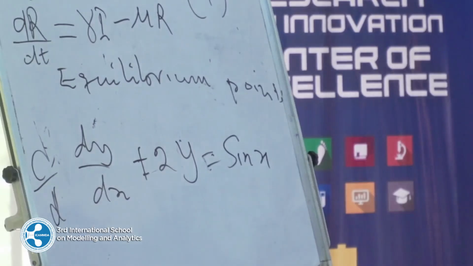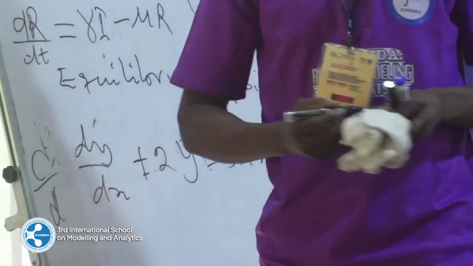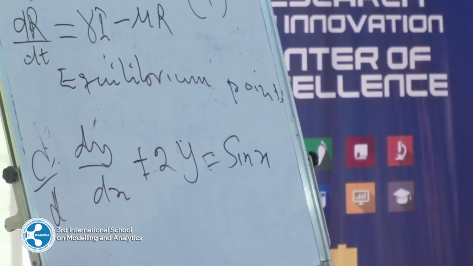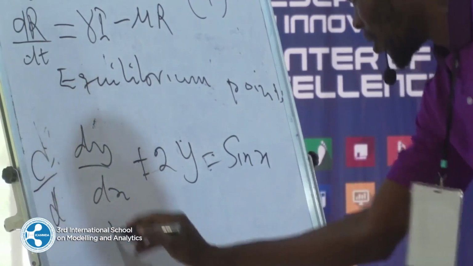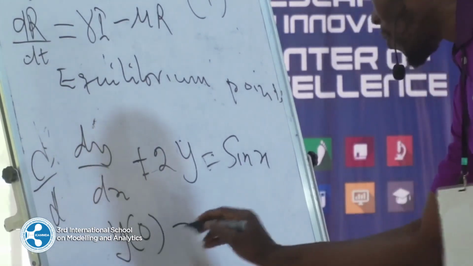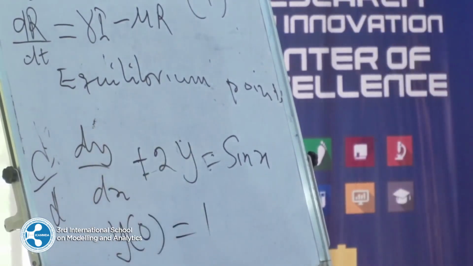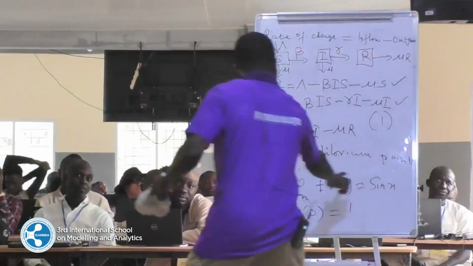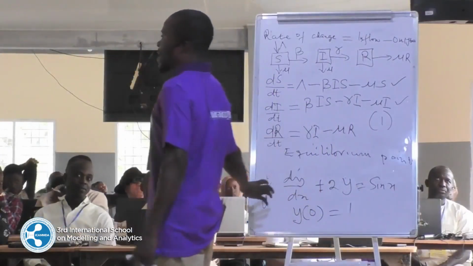If I give this differential equation, what kind of solution am I expect to get? A general solution. It does not speak to a particular scenario. But immediately I pose an initial condition, y of 0 is equals to 1, for instance, what solution am I going to get? I will get a particular solution. That means I'll be able to use that model to address a particular scenario.